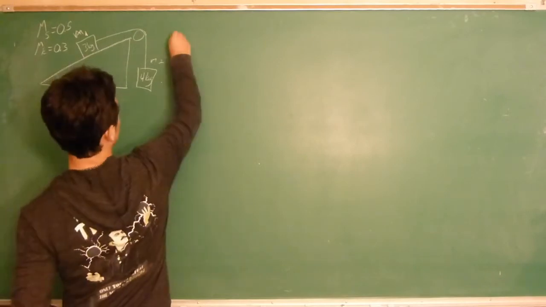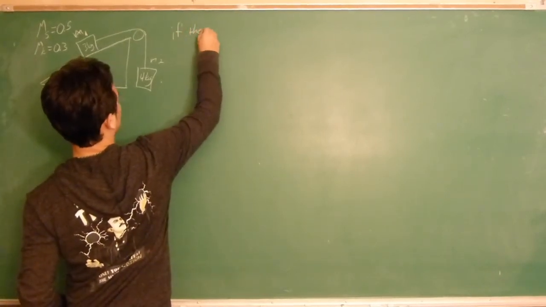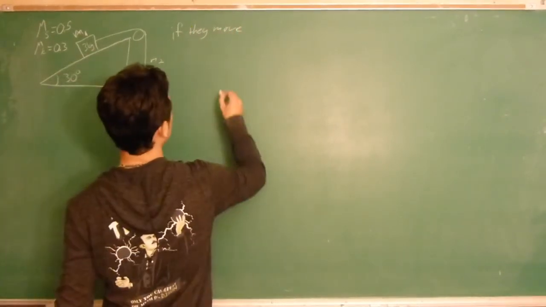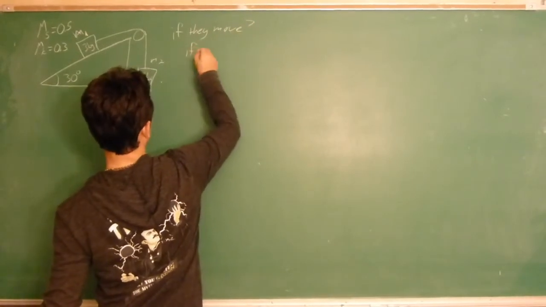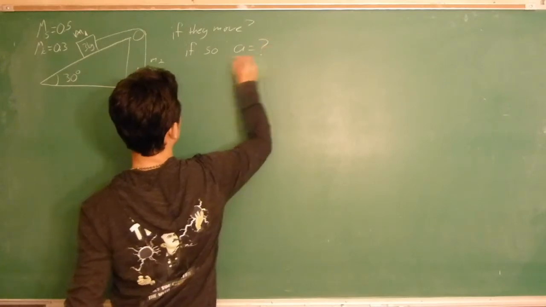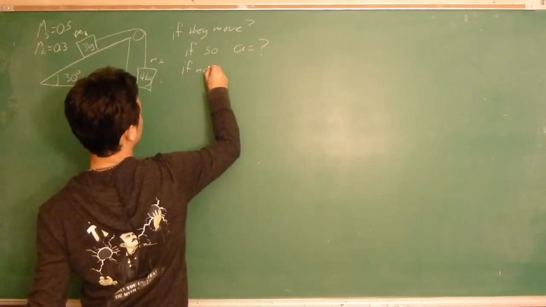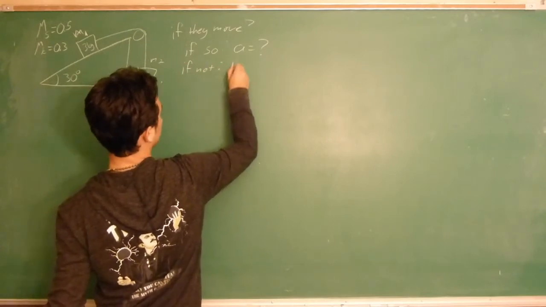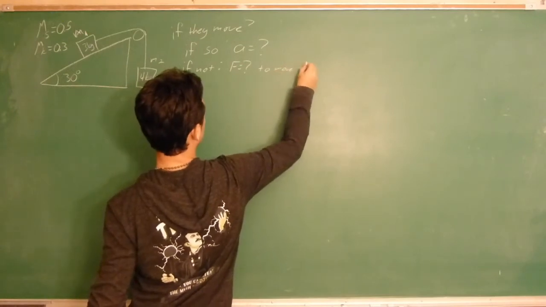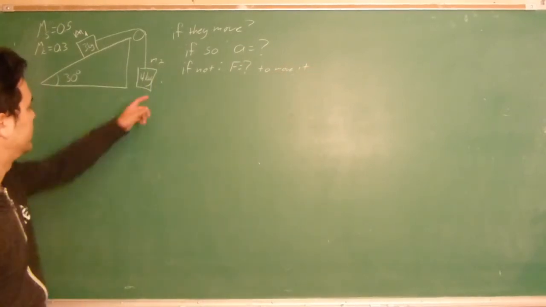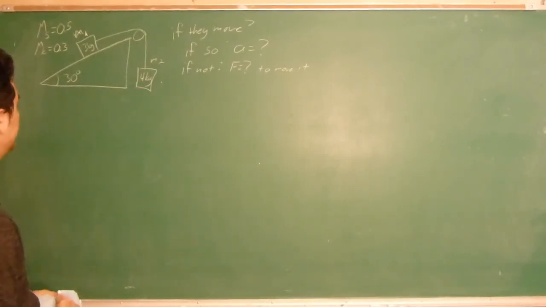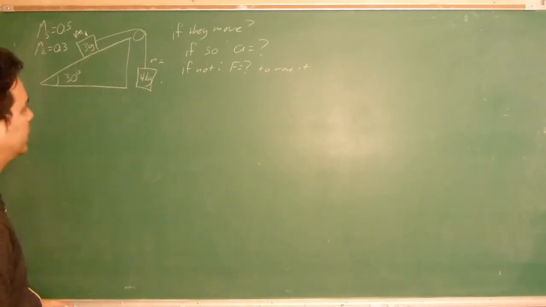I want to find out if they slide, or if they move, I should say, because only object number 1 is going to slide. If they move, if so, what is their acceleration? If not, how hard do I need to push it to move it? Or another way of looking at that might be, we could see how heavy of a mass we could put on this end, the dangling end, to find out when we would start moving that guy. Okay.